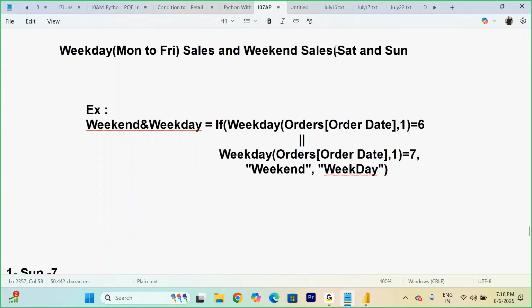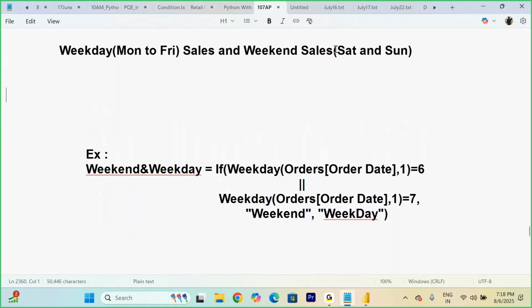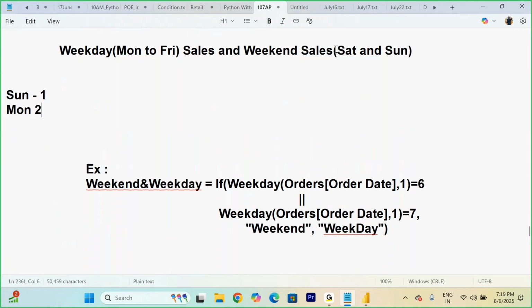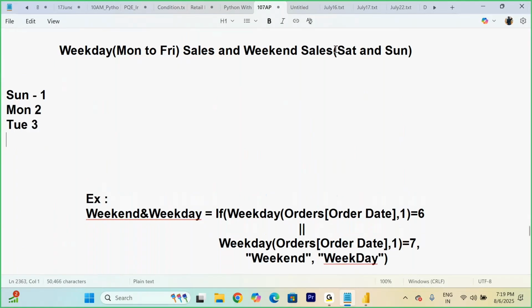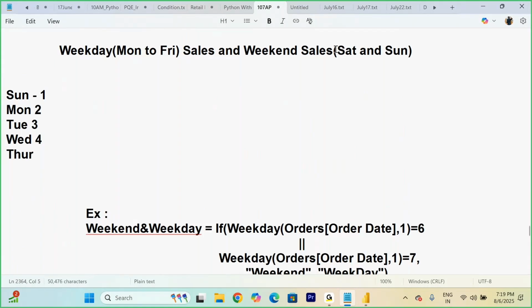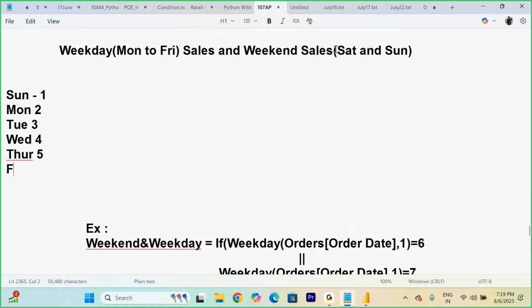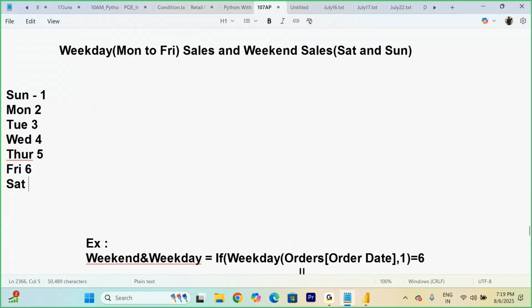Just observe here, as we know in our Power BI, our Sunday is 1, our Monday is 2, our Tuesday is 3, our Wednesday is 4, our Thursday is 5, our Friday is 6, and our Saturday is 7. This is what Power BI gives you by default. We can't convert every time like this, so we focus on these numbers to get the result output.